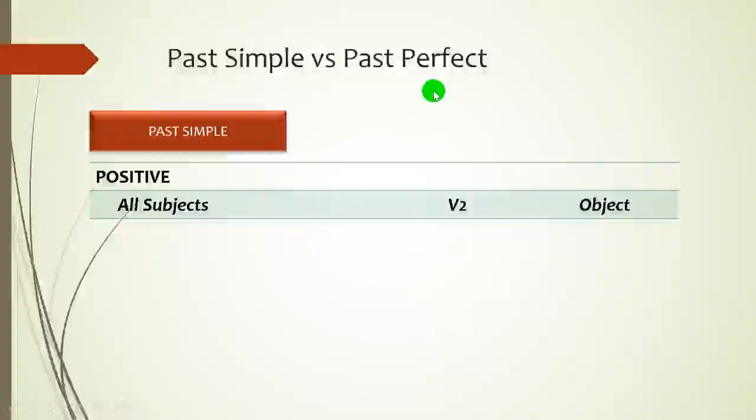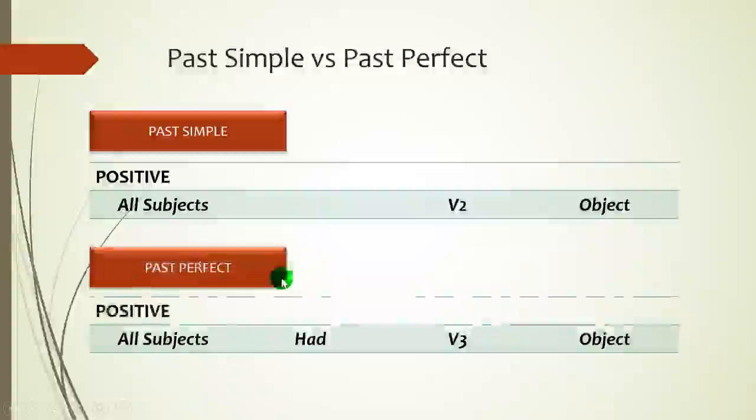Before we go further, I would like to give you a quick review of the differences between past simple and past perfect. For past simple, all subjects plus verb 2 and object. This one is for the positive. Meanwhile, for past perfect, we can still use all subjects and then had, verb 3, object.